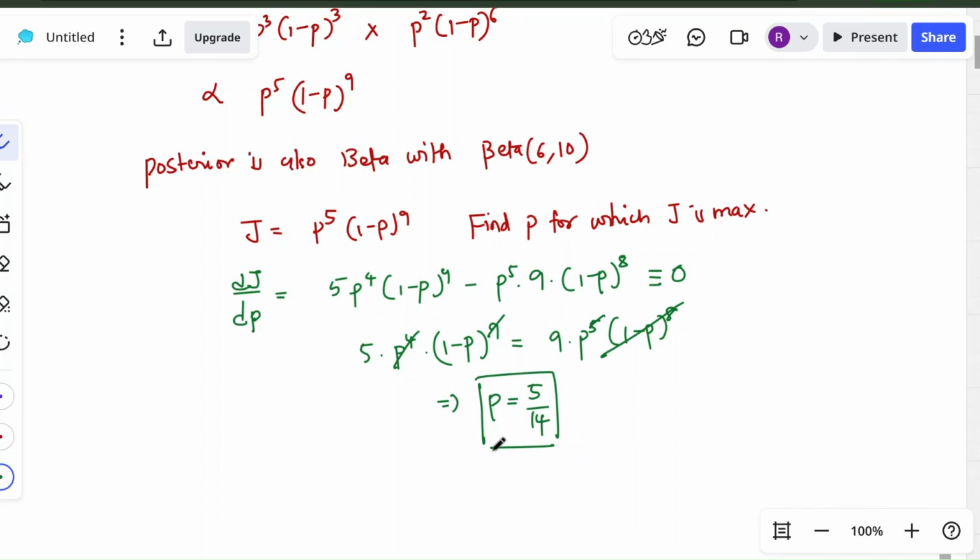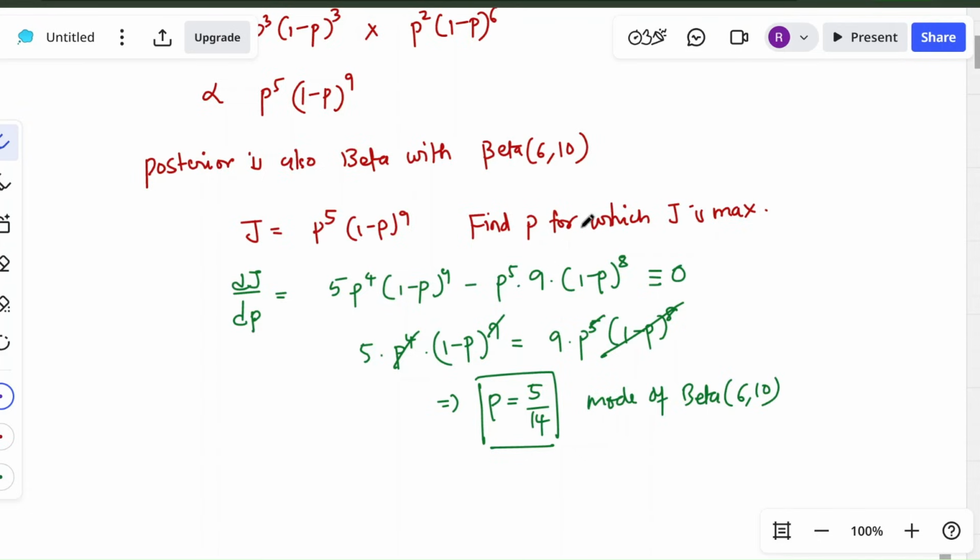Okay. And this is the maximum. You can try taking the derivative twice once again, and you can see that it is always going to be negative, which ensures that this p maximizes the value of j. And this is the mode, by the way. Mode of beta 6 comma 10.